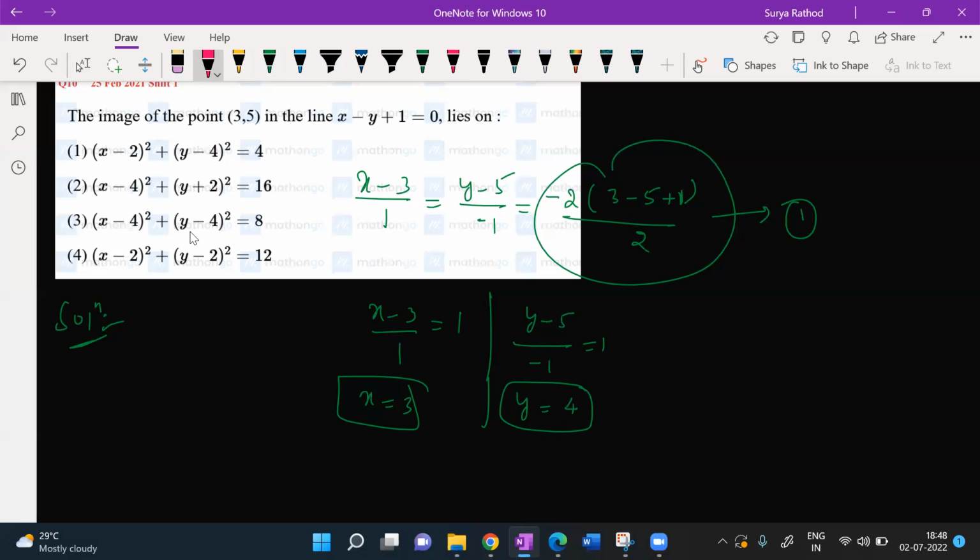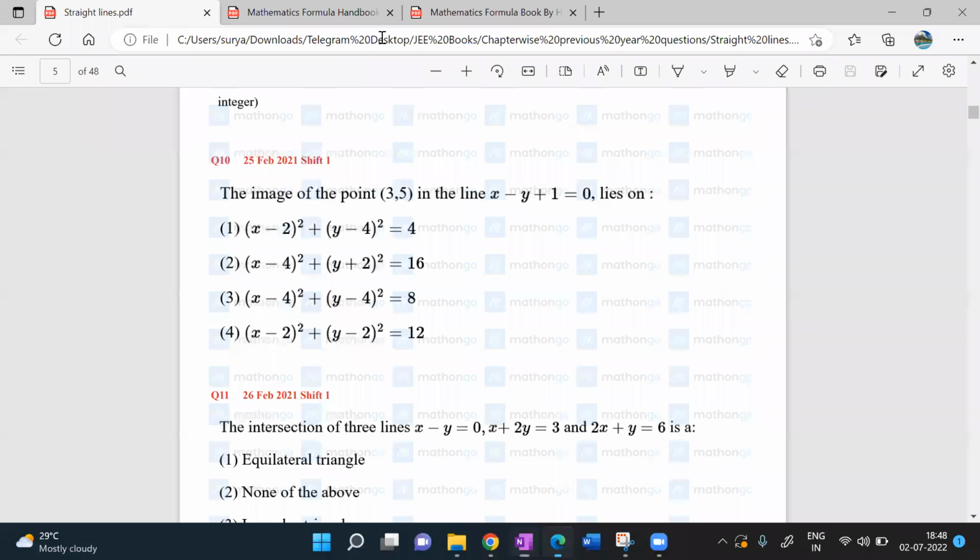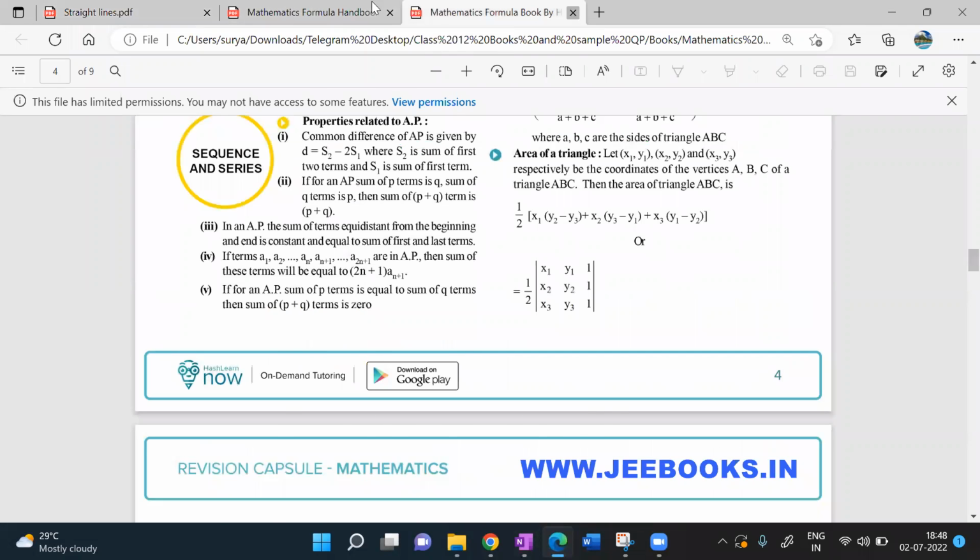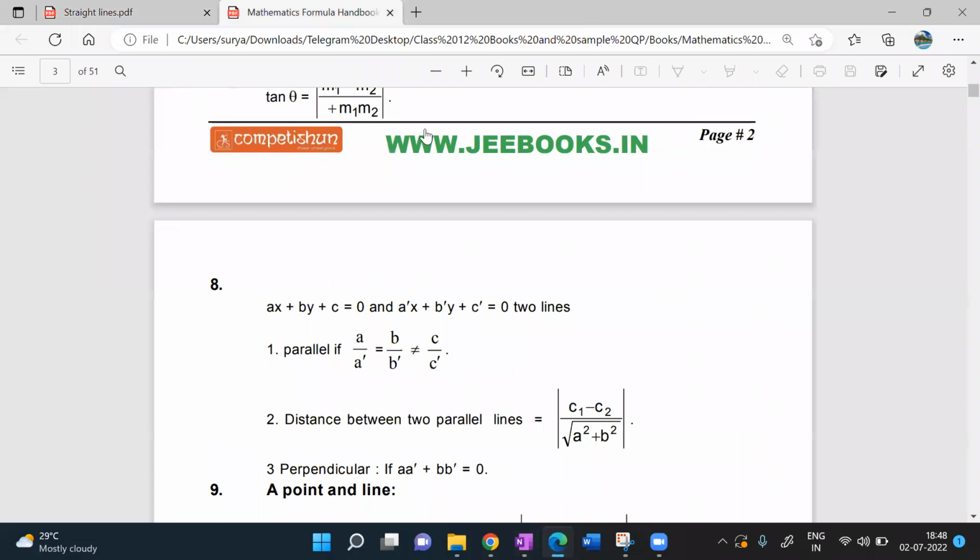Option E. Sorry, the x value is 4 here, beta. I'm sorry, the x value is 4 here, not 3. X value is 4, so x value 4 means only option A is correct. Here 0 will not satisfy, it will not satisfy. So only option A is correct, beta. Option A is correct. Yes, Mohammed, you are correct. You are right.